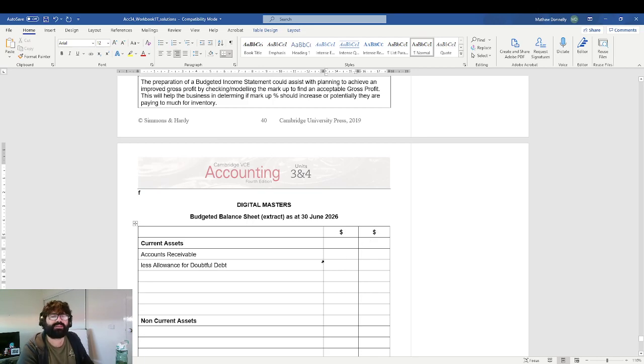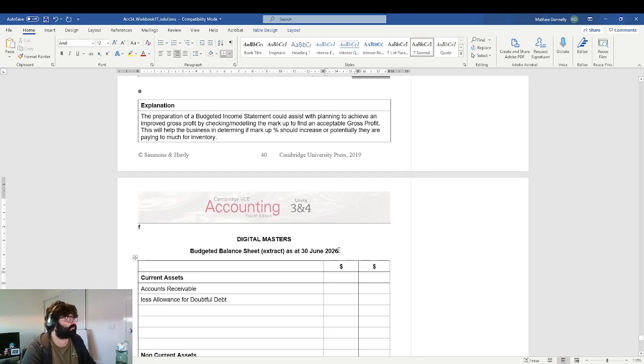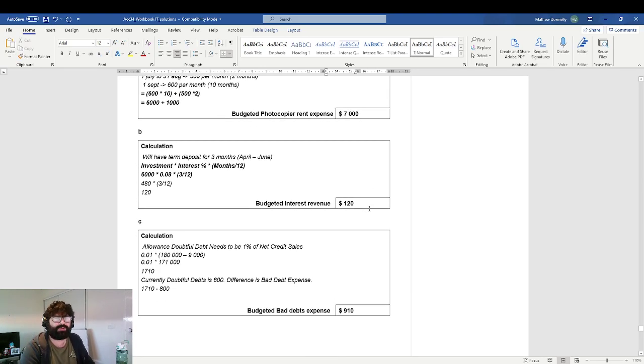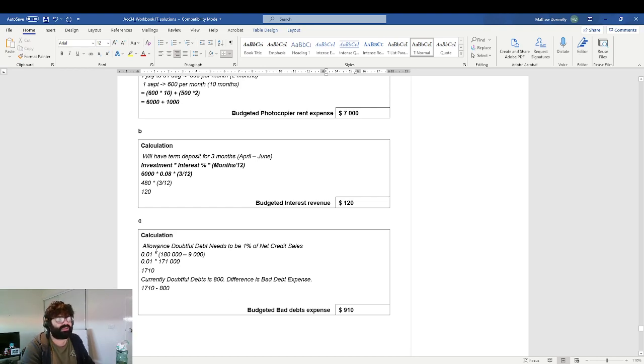Now, so we go accounts receivable. What's our accounts receivable amount? We have a look. We see dot point one, last bit, or second sentence. Accounts receivable as at the 30th of June 2026 are expected to be 19,000. That's good enough for me. And then less allowance for doubtful debt. Less allowance for doubtful debt we actually calculated up here in C. And the reason I calculated the 1710, I'll read the comment again.